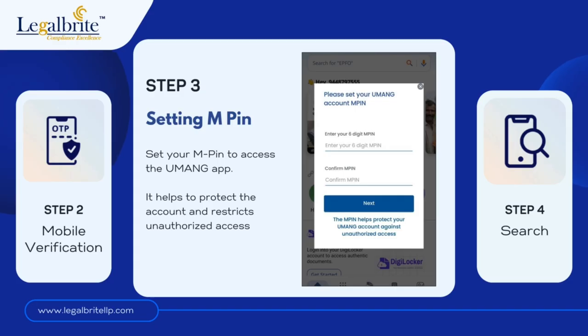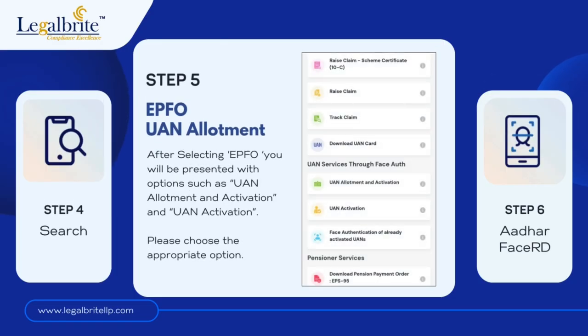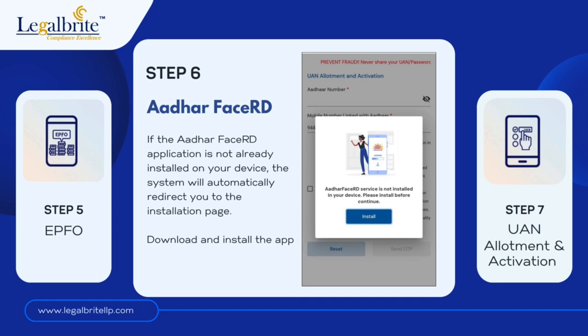Now head to the EPFO section where you'll see options like UAN allotment and activation or UAN activation. Pick whichever applies to you. For the verification, you'll also need the Aadhaar Face RD app, so just download that.